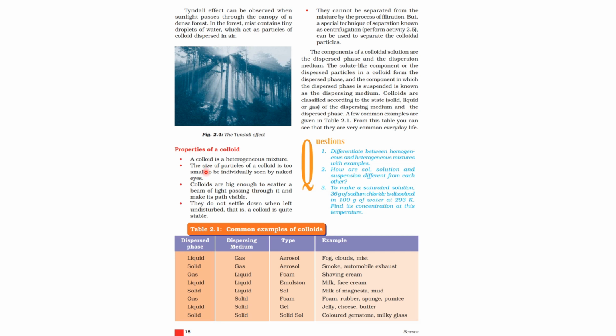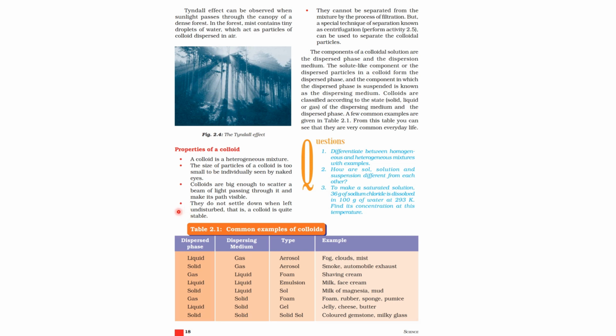The size of the particles of a colloid ranges between 10 to the power of minus 7 cm and 10 to the power of minus 5 cm. That is, it is too small to be individually seen by naked eyes. Colloids are big enough to scatter a beam of light passing through it and make its path visible. They do not settle down when left undisturbed. That is, a colloid is quite stable.